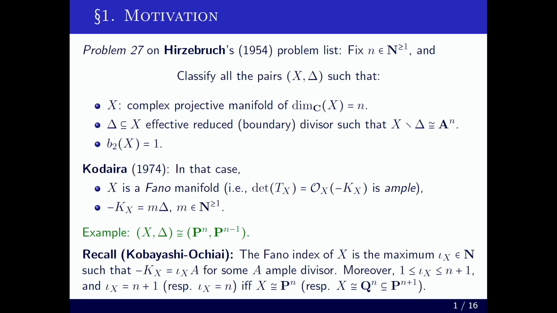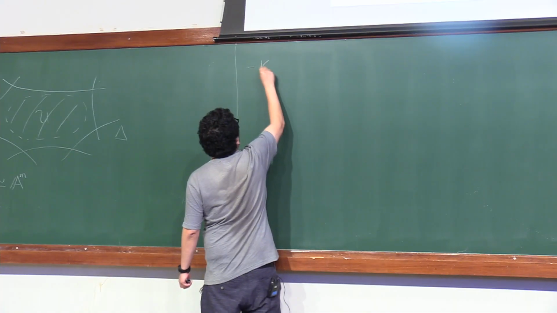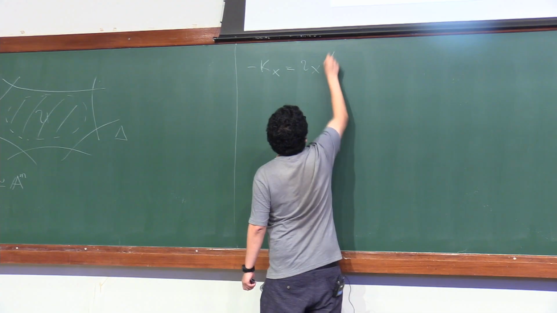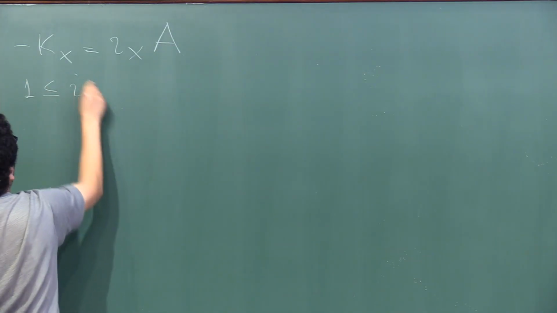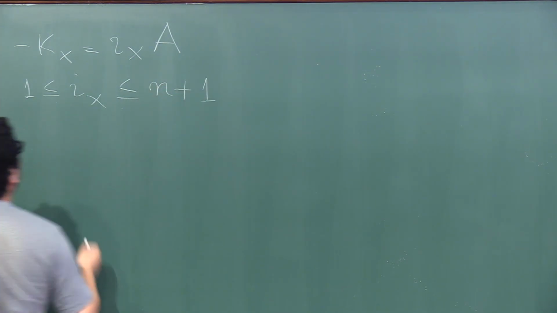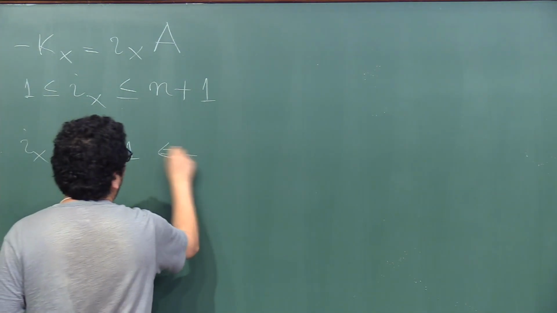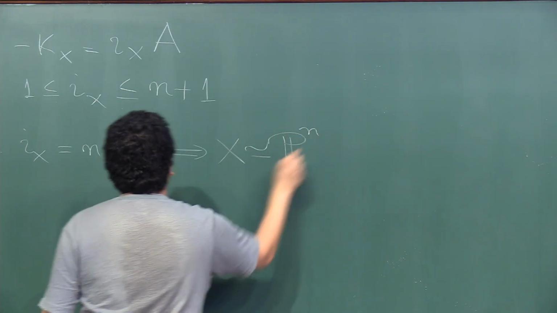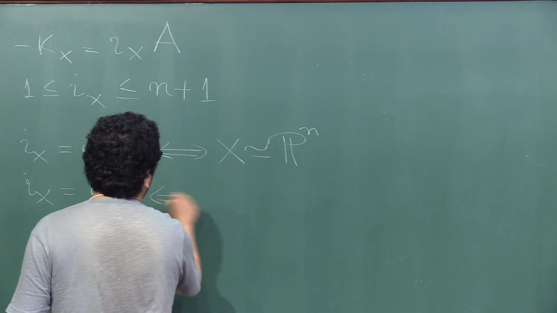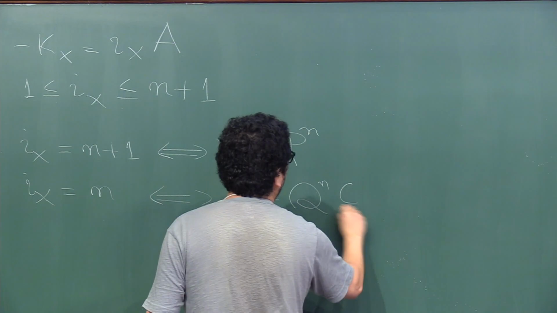Let me recall a very classical result by Kobayashi and Ochiai, which is also related to this. If you have a Fano variety, the Fano index measures, essentially, how ample the anticanonical divisor is. The anticanonical divisor can be written as the Fano index times some ample divisor. This number, by Riemann-Roch, is between 1 and the dimension plus 1. And this classical and very important result tells you that if the index is n plus 1, then it has to be the projective space. If the Fano index is n, then it has to be a smooth quadric inside P^(n+1).